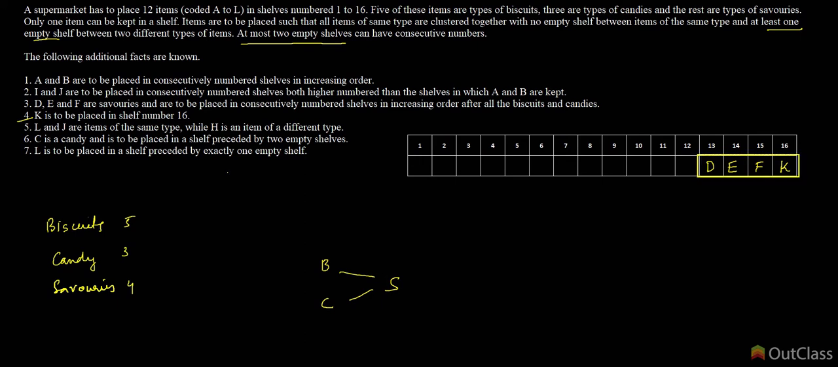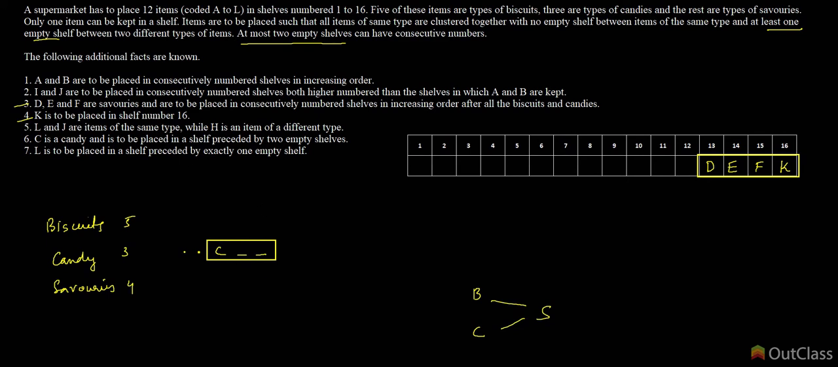Four savories. That is clues 3 and 4. I'm just going to move this. We also have C is a candy and is placed in a shelf preceded by two empty shelves. Candy is a block of 3. C is preceded by two empty shelves, so C is the first of the 3 candies. Two empty shelves before that, and two more varieties of candy immediately after C. We don't know which ones they are, we don't know the order.